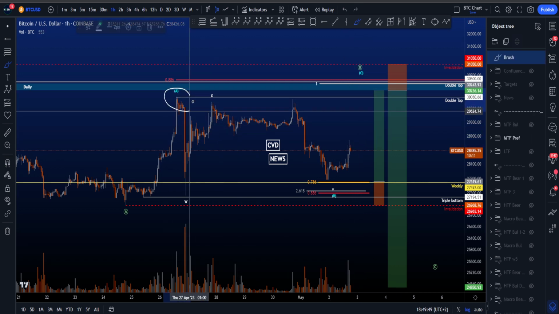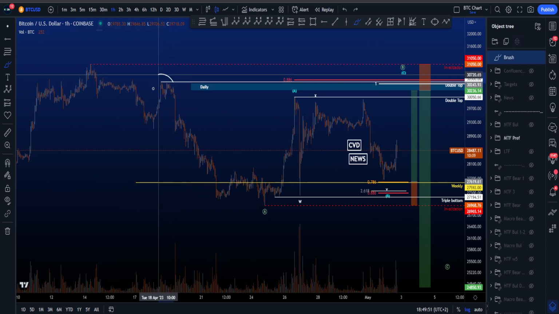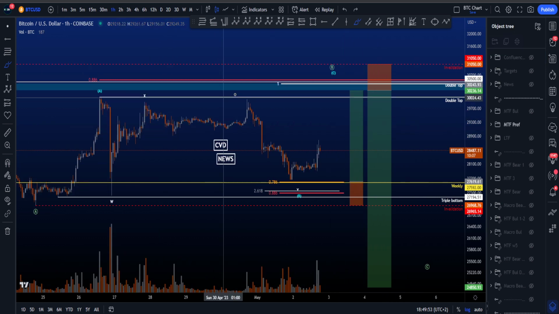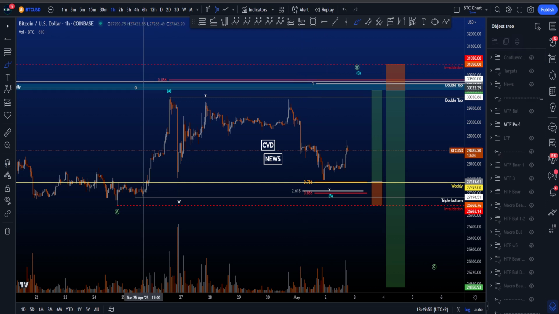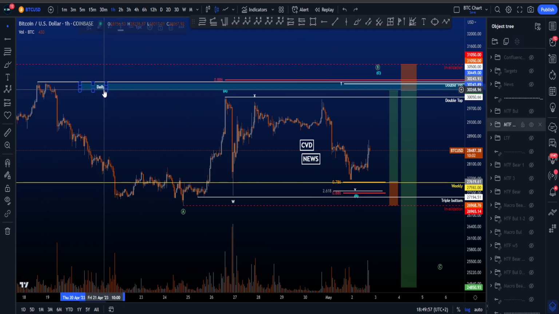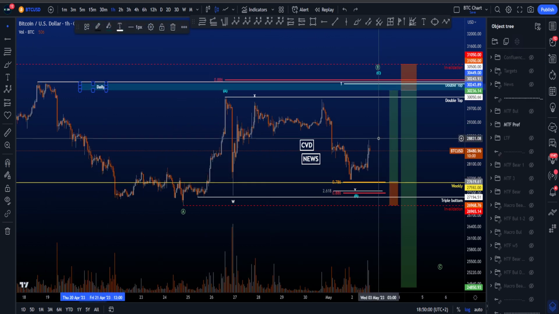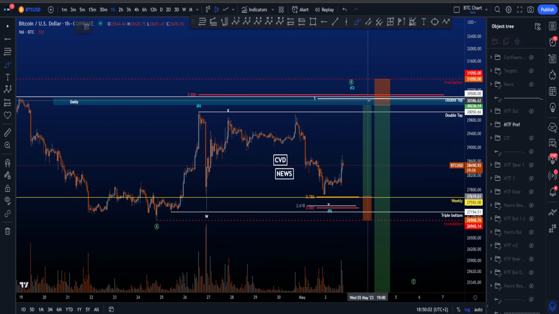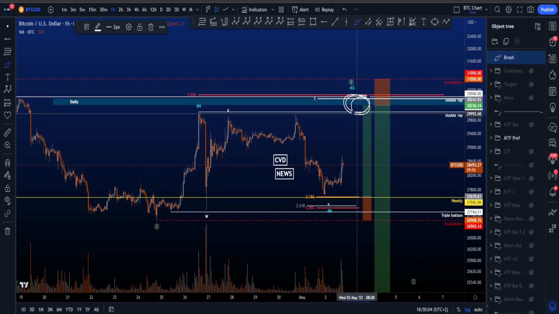So if we do continue to the upside, a very important target area for me is going to be the double top that we have at 30k, the double top at 30.5k, as well as my still untouched target box, which is between 30.2k and 30.4k. So that is a very, very interesting area of confluence right over here.